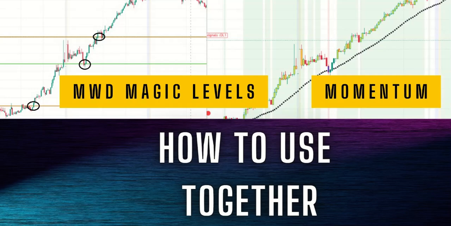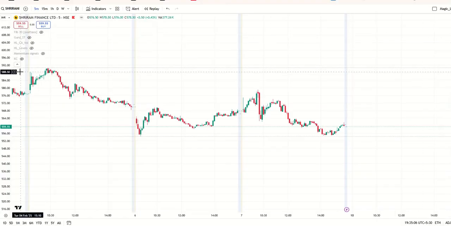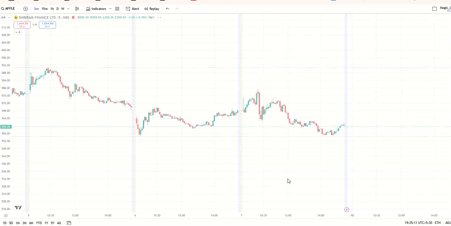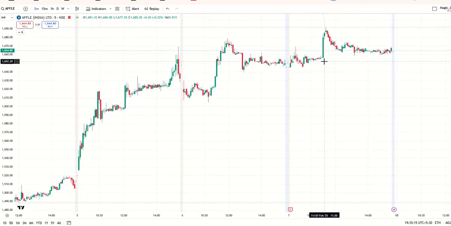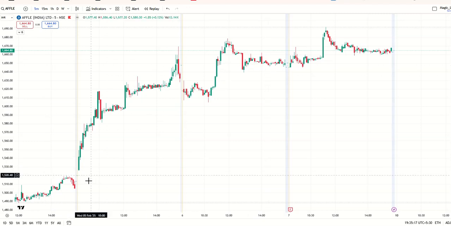Okay, so if we go back and see, this is a plain simple chart. Maybe I'll start with FLE, for example. FLE seems to be on a slight upside in the last 1 week, starting from the 5th, not a complete week: 5th, 6th, 7th, right? In these 3 days, there seems to be some good upside. Okay, I'll take this as an example.